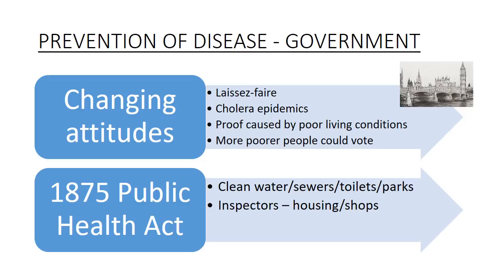So this ensured that councils had to provide clean water, sewers, toilets, parks, all these kind of things that we take for granted, but also importantly, they established a system of inspectors, whether that was housing, restaurants, shops, all that kind of thing. So basically, they had to provide the basics, amenities, but also inspecting what was available and have the power to close things down.